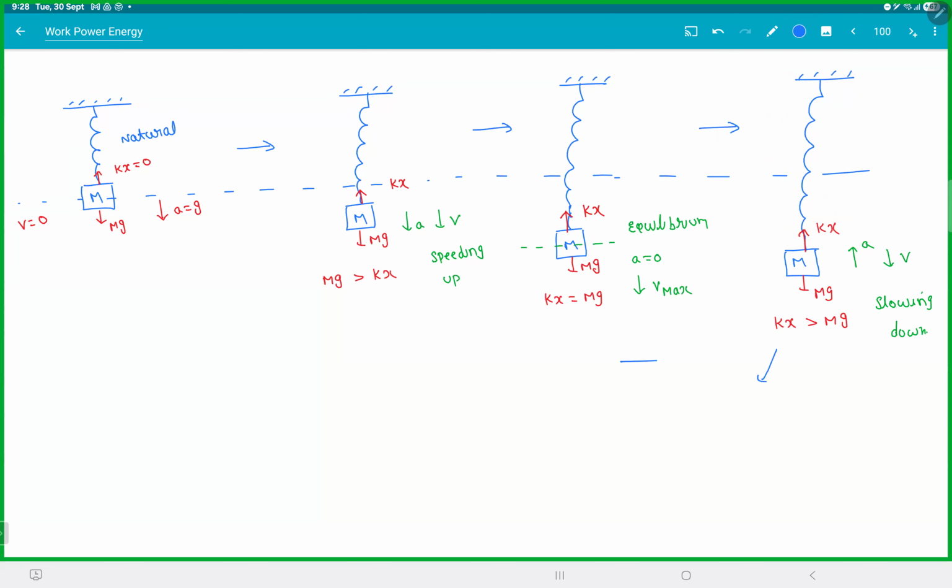Then from here, this will still go further and eventually it will stop. V0. At this position, this is x and this is mg. Your acceleration will be up. This is your maximum elongation case.